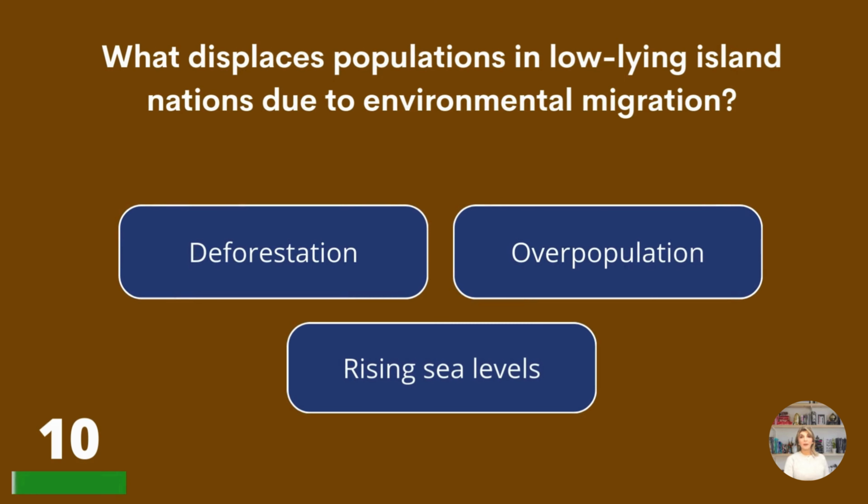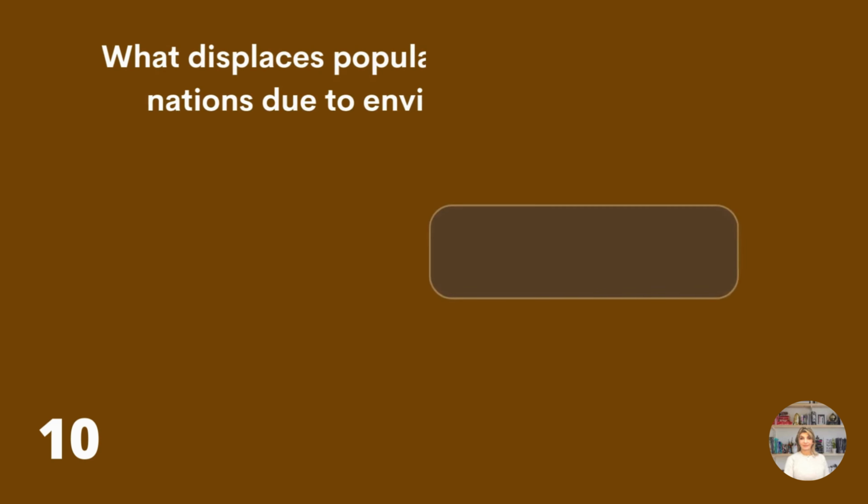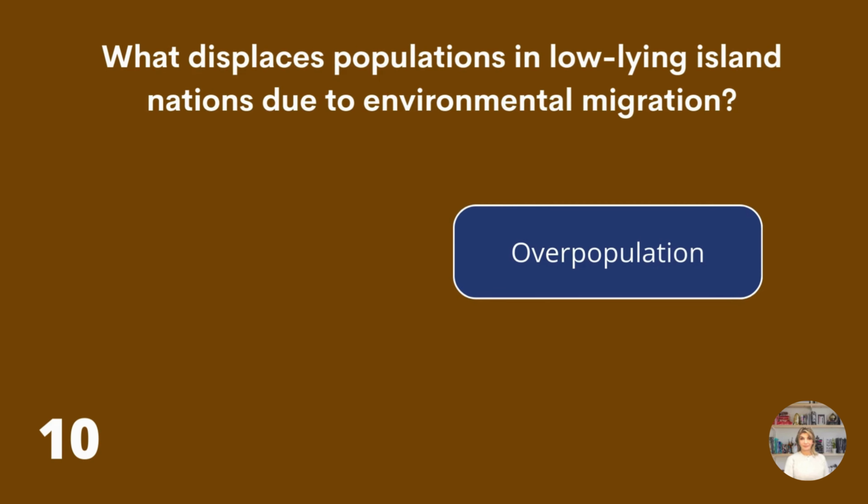What displaces populations in low-lying island nations due to environmental migration? Deforestation, overpopulation, or rising sea levels? Overpopulation.